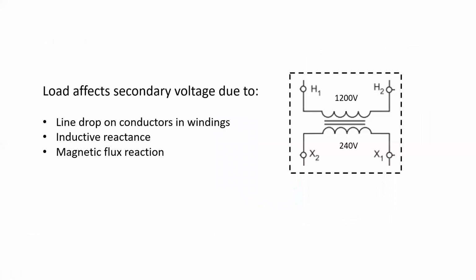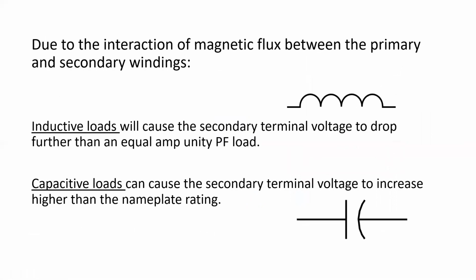Not only does load affect secondary voltage, and the load obviously is going to affect it due to line drop in the windings, inductive reactance, and magnetic flux reactions, but also the type of load. So this concept here, and it's also reflected in alternators when we're supplying loads off alternators, inductive loads will cause the secondary terminal voltage of a transformer to drop further than an equal amperage value of a resistive load or unity power factor load.